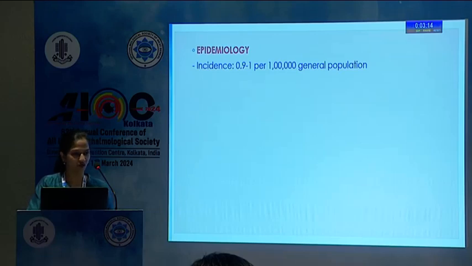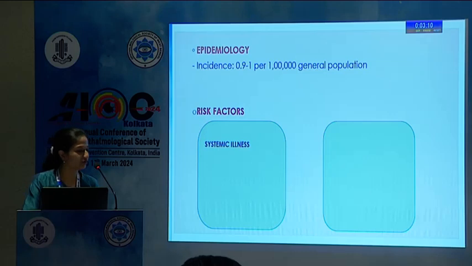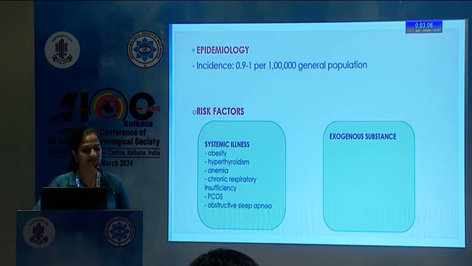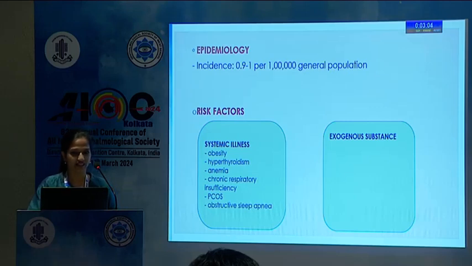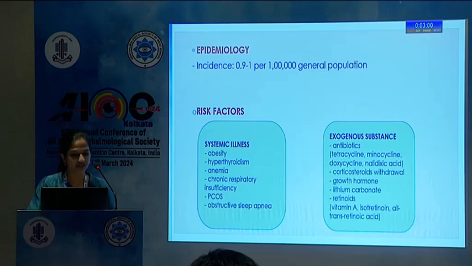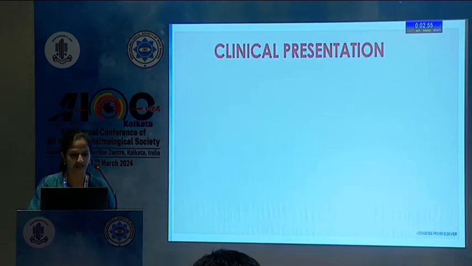The incidence is 0.9 to 1 per 1 lakh general population, and the risk factors include systemic illnesses and exogenous substances. The systemic illnesses include obesity, obstructive sleep apnea, and chronic respiratory insufficiency most commonly. And exogenous substances include tetracyclines and vitamin A intake.